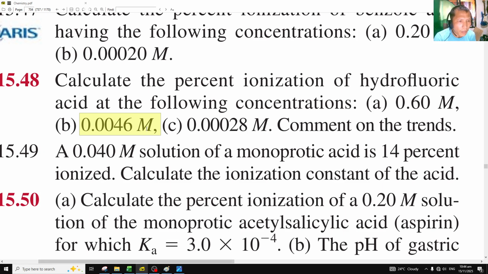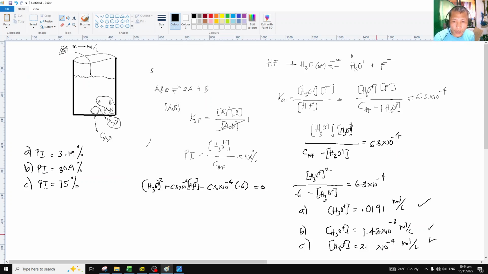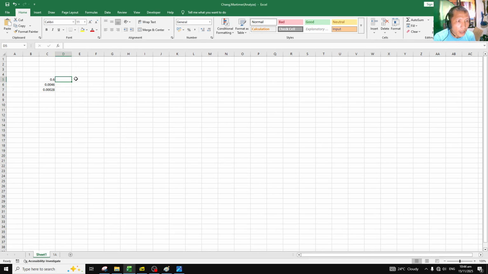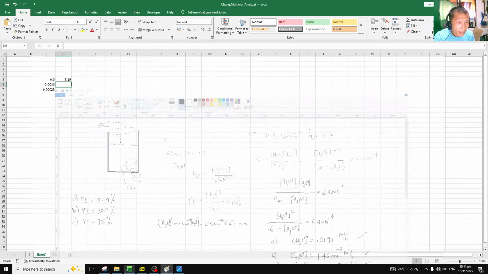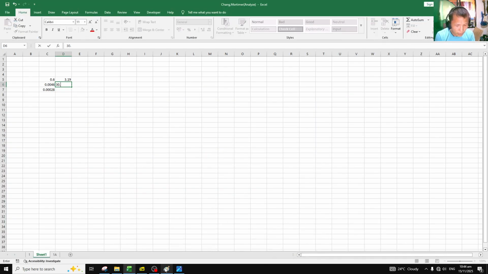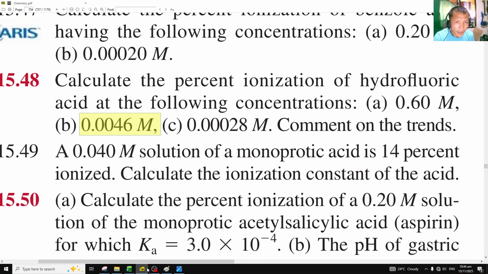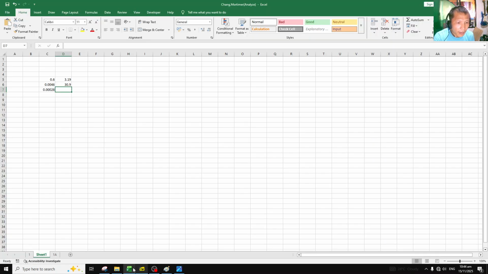Comment on the trends. Calculate the percent usage of the formic acid at the following concentrations. So, PI versus concentration. I would plug in the 3.19, then percent, then the 30.9. Then, lastly, what can we comment on?